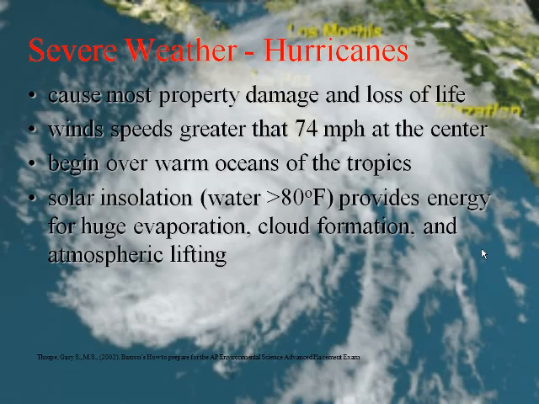From solar insolation, the sun is essentially heating up the water to greater than 80 degrees Fahrenheit, and that provides the energy. There's this huge evaporation pattern, and from that evaporation now we have a whole bunch of water in the air, which means clouds are forming, the atmosphere is lifting and moving, the fronts are moving, and that's what causes the hurricane, and then that energy just moves.